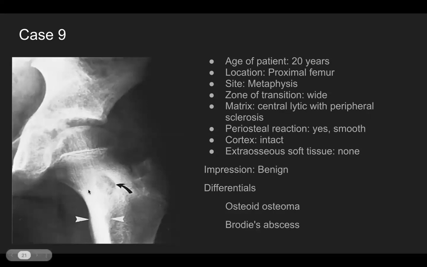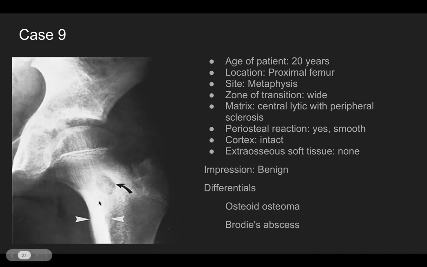But still, even though there's a wide zone of transition, even though there is some periostitis, I will classify this tumor as benign, because this is the classic imaging finding of a benign tumor, and that tumor is osteoid osteoma. So remember the first algorithm that I showed: if a classic imaging finding of a benign tumor is there, then you must classify it as benign. And this is osteoid osteoma. There is a nidus inside which is calcified, and there is sclerosis around it.